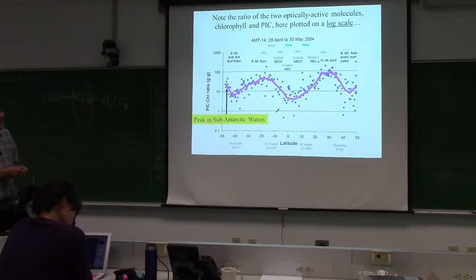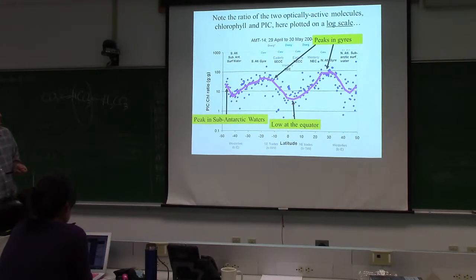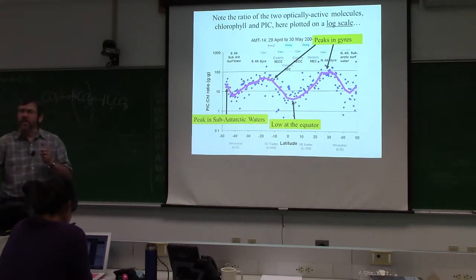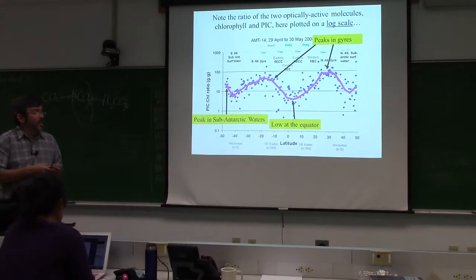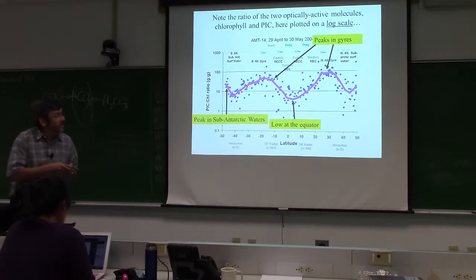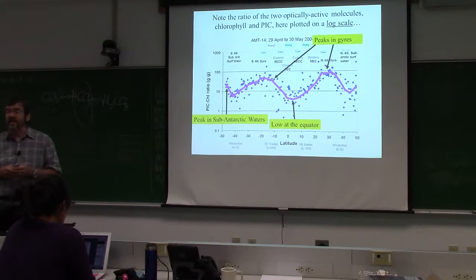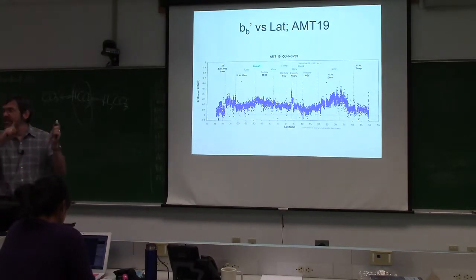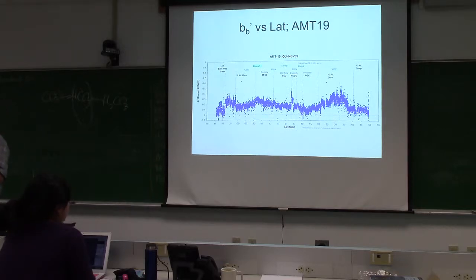And there's a peak in subantarctic waters, peaks in the gyres, and it's low at the equator. And that's another important part. A lot of people will say there's major calcium carbonate production that happens at the equator, but at least in these waters that we've been in, the lowest concentrations of PIC that we see are actually at the equator. Lowest ratio. I've got plenty of other data I can show you. In fact, I think I have a plot here.